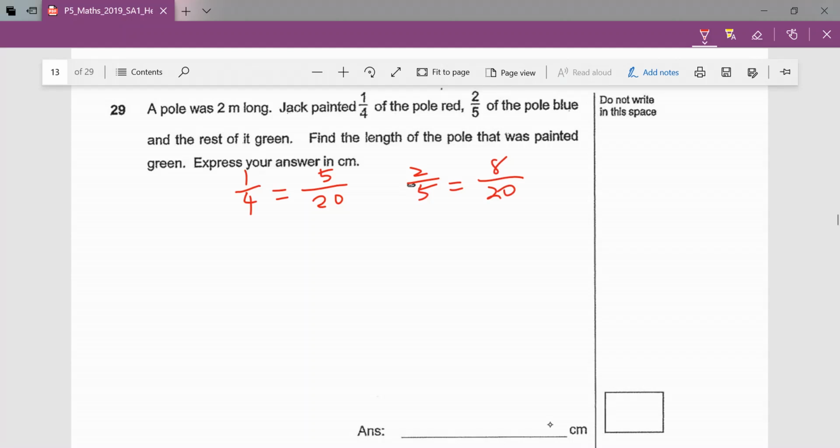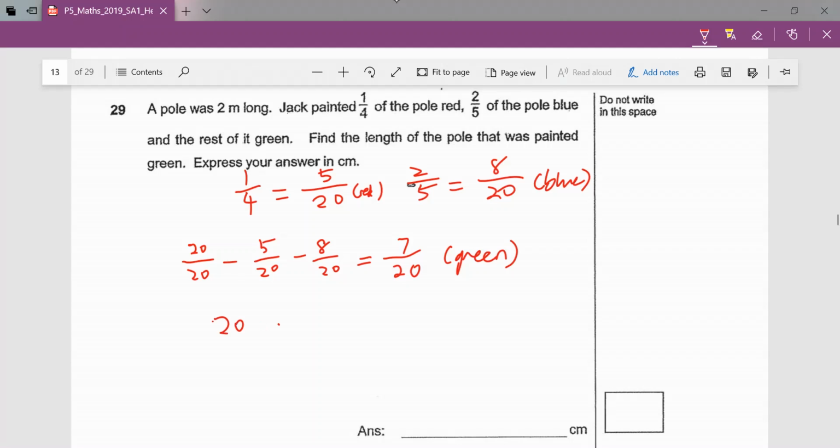So this portion is red, this portion is blue, which means that the green portion is 1 whole, which is 20 out of 20, minus 5/20, minus 8/20. 20 minus 5 is 15. 15 minus 8 will give me 7 out of 20. This is green. So 20 units is 2 meters. 1 unit would be 0.1 meter. 7 units would therefore be 0.7 meter.